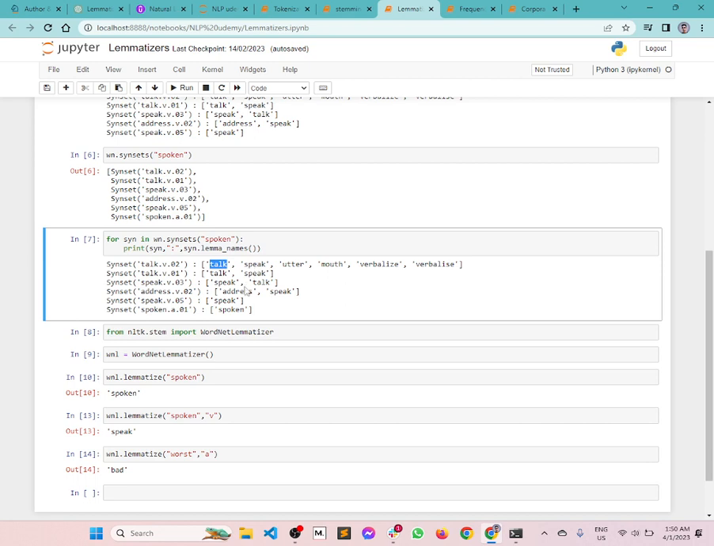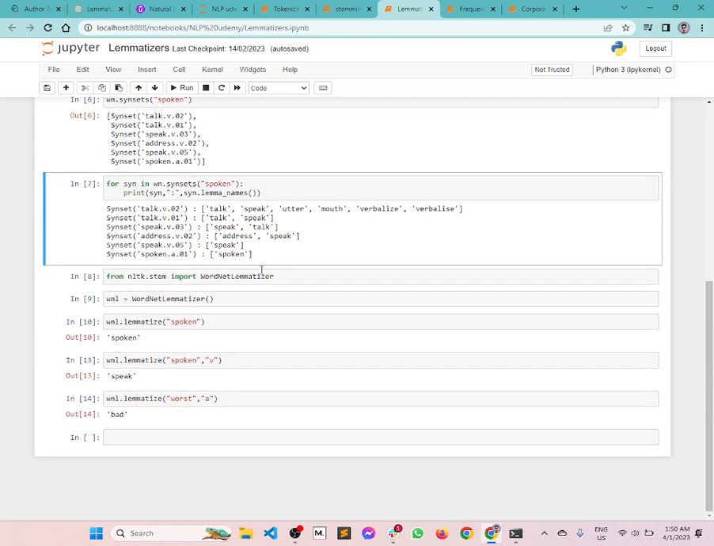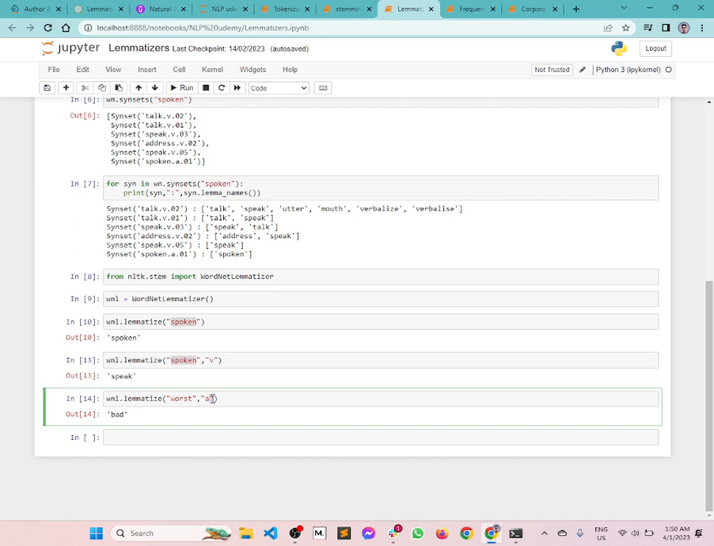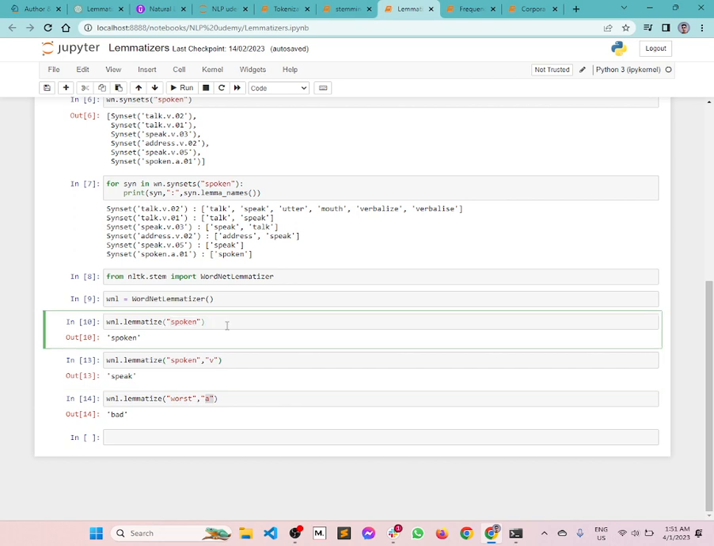And all of these are calculated by this idea. So from wordnet, we import wordnet lemmatization. Wordnet lemmatization of spoken, as a verb, is speak, and worst, as an adjective, is bad. So this is mainly the dictionary word types.